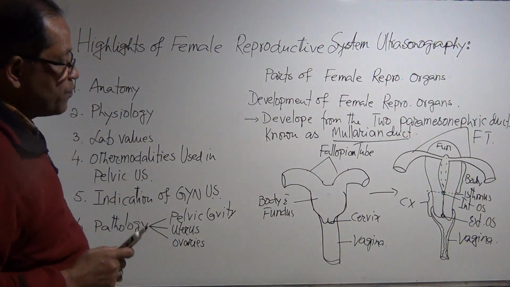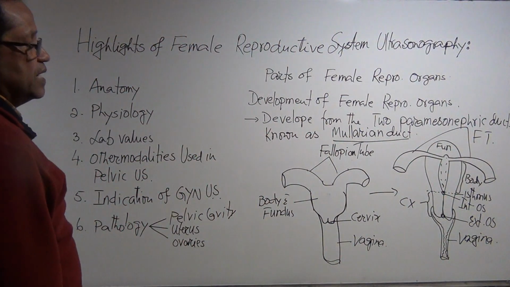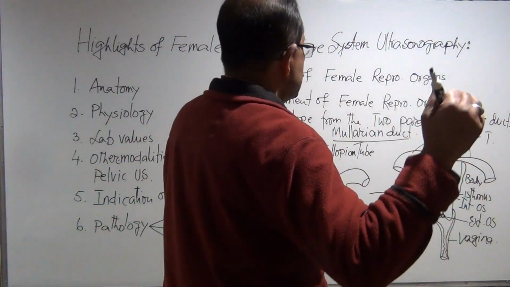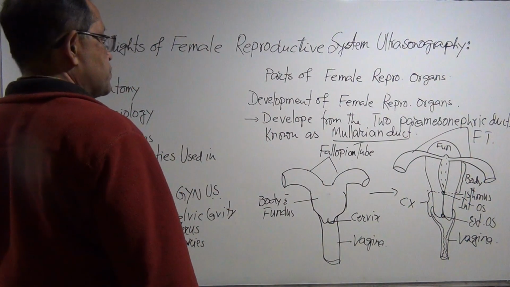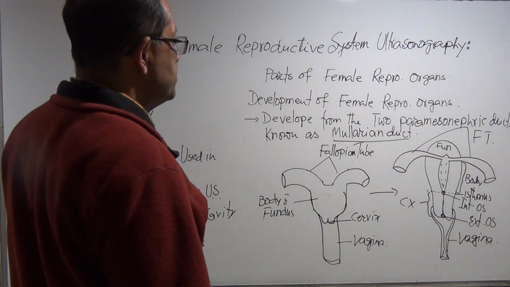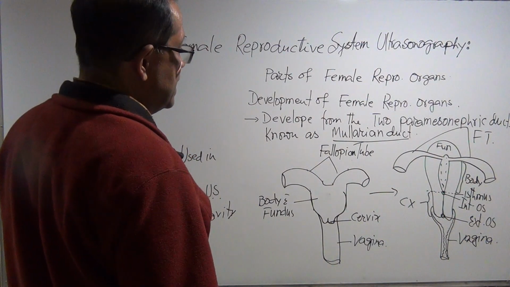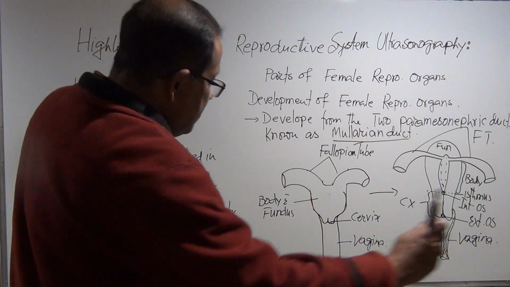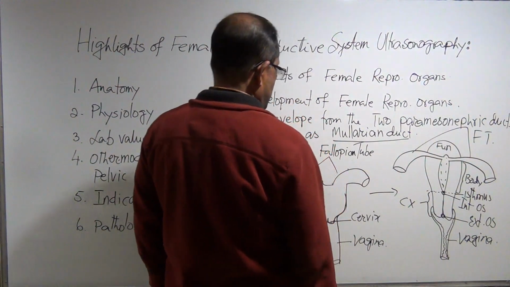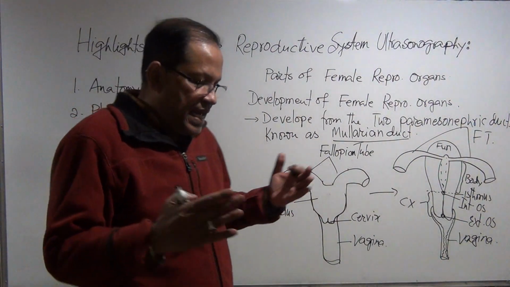Okay, so this is the complete female reproductive organ excluding the ovary. We'll discuss the ovary later on. So now I would like to draw the complete anatomy of the female reproductive system so that we will understand what can happen if there is failure of fusion of the two Mullerian ducts.